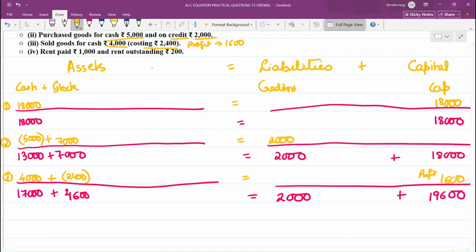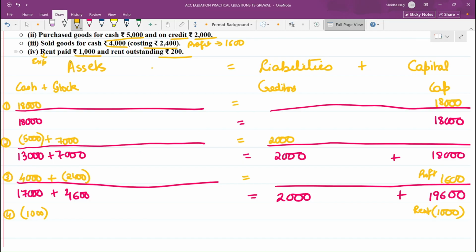Now the next transaction, the fourth one is rent paid rupees 1,000 and rent outstanding rupees 200. So let us look at the first one. Rent paid, meaning you have paid it. It is an expense. What is rent? It is an expense of the current year. So rent is paid, how much? 1,000 cash will decrease. And rent is an expense, so it will affect the capital account. So here 1,000 rent will be reduced from the capital account.